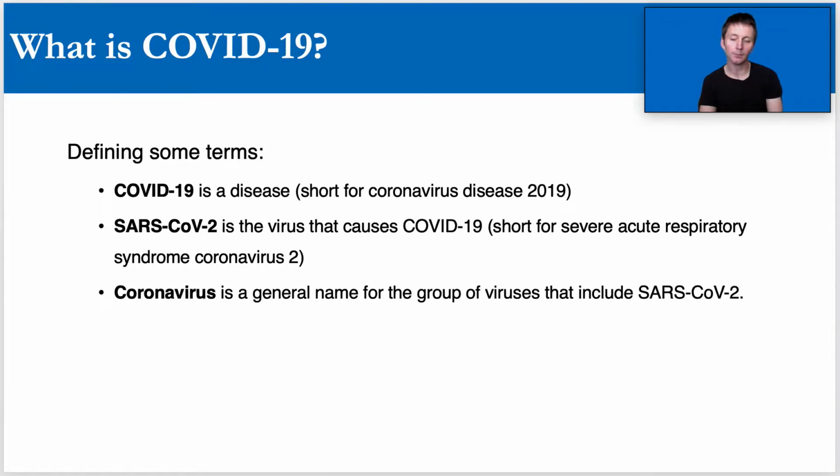So, COVID-19 is not a virus, it's actually a disease. It's short for coronavirus disease 2019, and the name of the virus itself is SARS-CoV-2. That stands for Severe Acute Respiratory Syndrome Coronavirus 2, and so SARS-CoV-2 causes the disease COVID-19. The coronavirus then is just a general name for the group of viruses that include SARS-CoV-2. In fact, it's a genus.